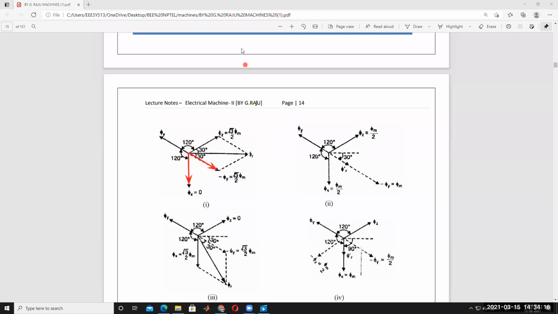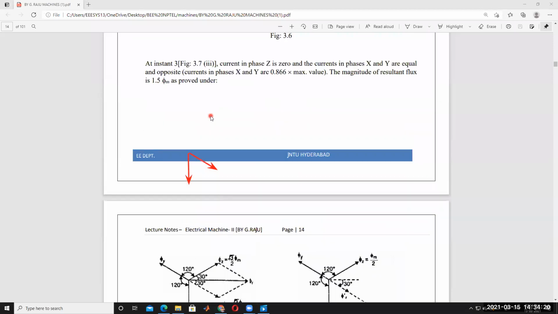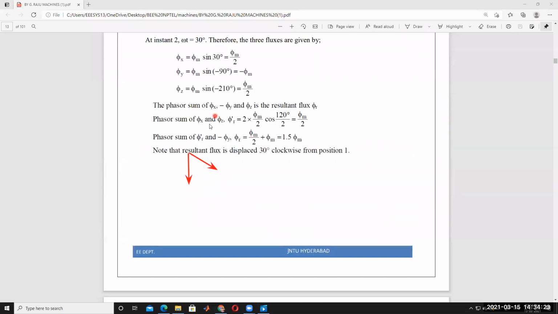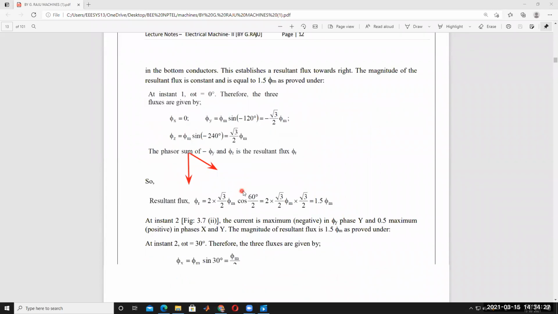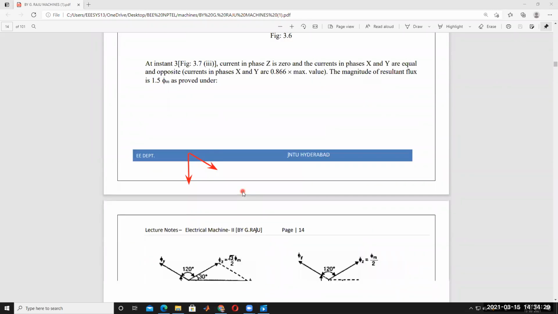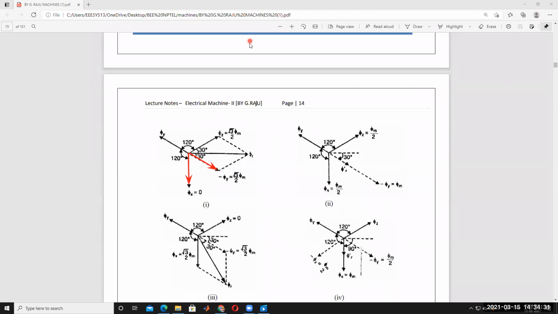And then similarly, what is φz here? At ωt = 0, φz is plus √3/2 φm. So like this, you will get φz in this direction, with magnitude √3/2 φm. φx = 0 at the instant ωt = 0, so φx is 0, and that's why it is not required.